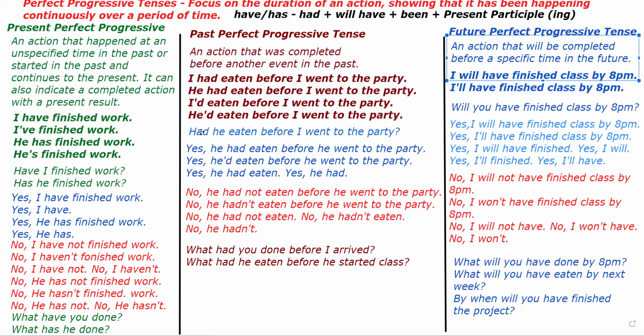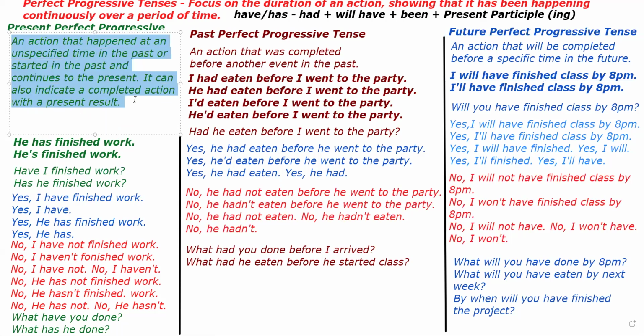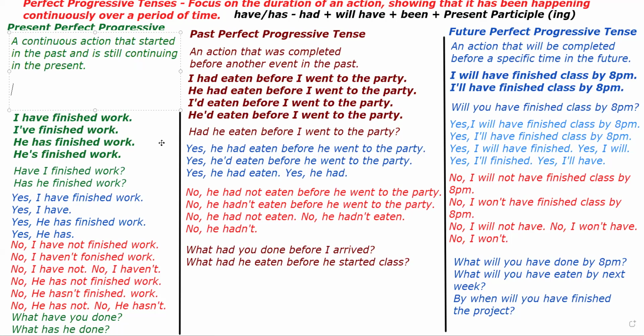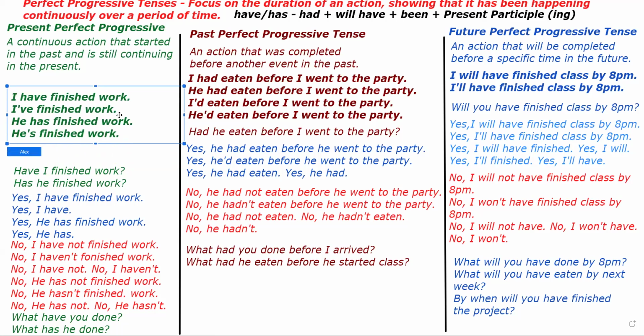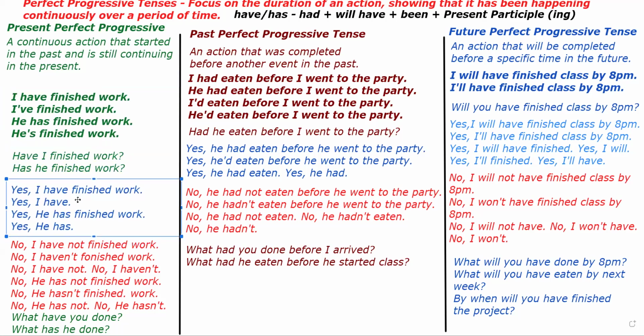Now we're going to start changing all the definitions. So what is the present perfect progressive tense? The present progressive tense, we already said, is a continuous action. So it's not a normal action anymore. So in this case, we can say that it's a continuous action that started in the past and is still continuing in the present.